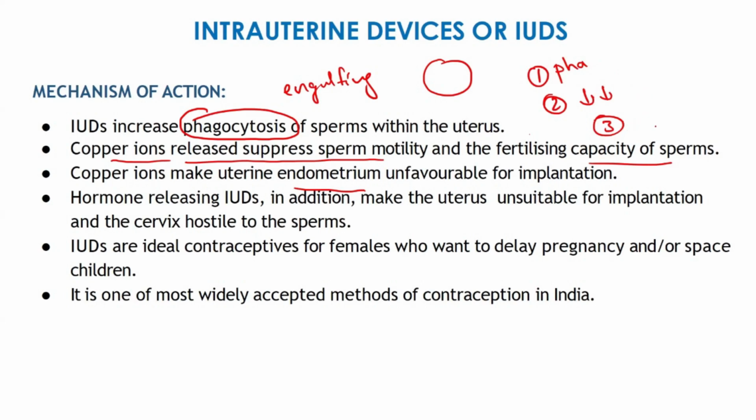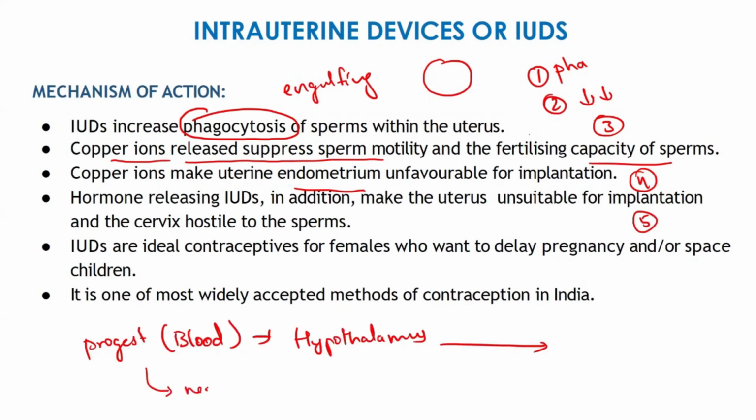Third one is, if fertilization has happened, it will prevent the implantation. So that's the third one. Some are hormonal. That means they will release hormones, so that will make the uterus unsuitable for implantation. Which hormone is it? Estrogen. Yeah, estrogen. Some will be progesterone as well.